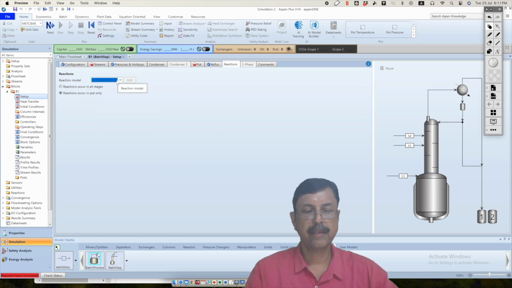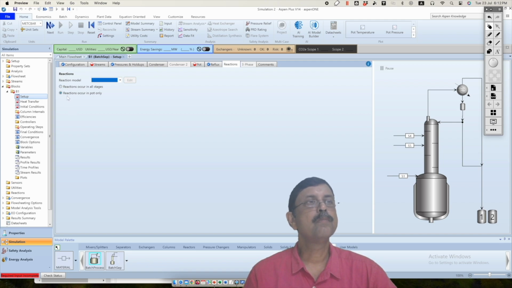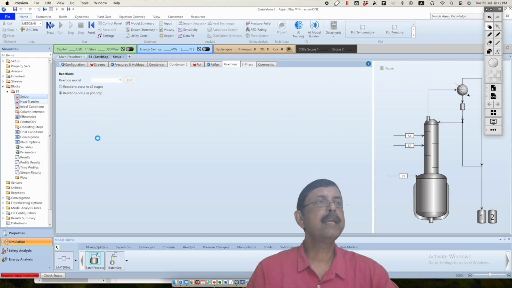Now, if it's a reactive distillation, then you have to provide the reaction model. But if your system is not a reactive distillation, then you do not have to give any reaction at all. And if it's a reactive distillation, then you have to provide the information about whether the reaction occurs only in the pot or it occurs in all stages. So based on that, the corresponding button will be clicked. Okay. Then comes the heat transfer.